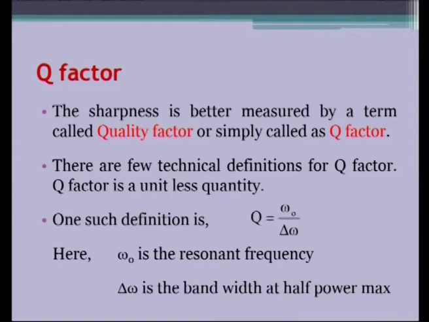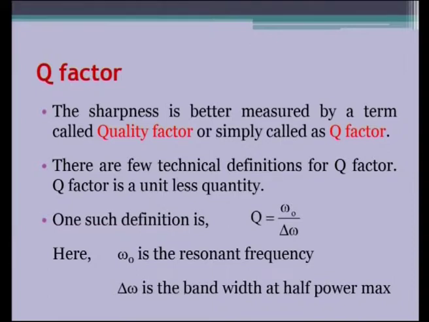Let us see further what are the other factors which could govern the sharpness of the resonance peak. This sharpness is better measured by a term called Q factor or quality factor. It is referred as quality factor in general. There are few technical definitions for Q factor. The Q factor is a unitless quantity.